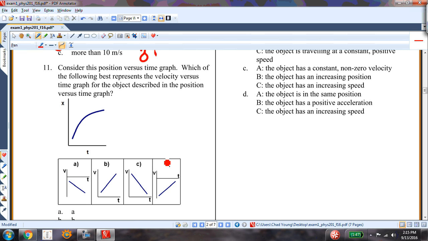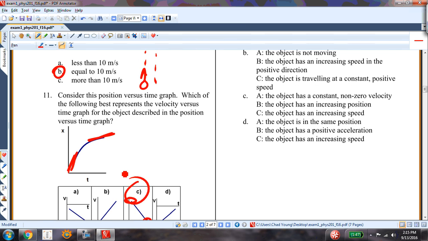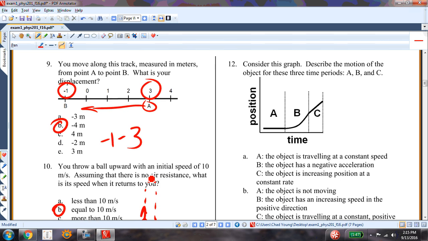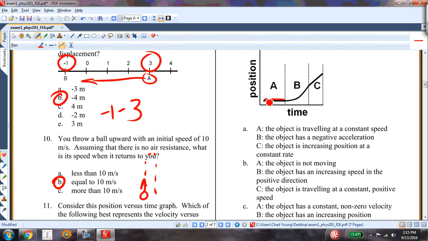Consider this position versus time graph. Which represents the velocity versus time graph? Well, you initially have a big positive velocity, and that gets smaller. Big positive velocity, smaller positive velocity. So C is right. Number 12, describe the motion of this object for these 3 time periods. Here the object's not moving. Here the object is moving in the positive direction, and it's speeding up. And then here it's moving with a constant speed, a constant non-zero speed.